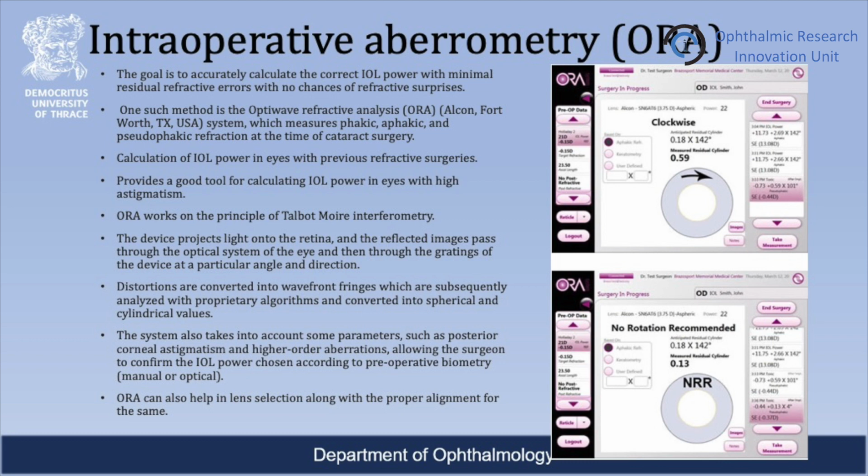ORA works on the principle of Talbot-Moiré interferometry. The device projects light onto the retina, and the reflected images pass through the optical system of the eye and then through the gratings of the device at a particular angle and direction. Distortions are converted into wavefront fringes, which are subsequently analyzed with proprietary algorithms and converted into spherical and cylindrical values. The system also takes into account some parameters such as posterior corneal astigmatism and higher-order aberrations, allowing the surgeon to confirm the IOL power chosen according to preoperative biometry. ORA can also help in lens selection along with the proper alignment for the same.